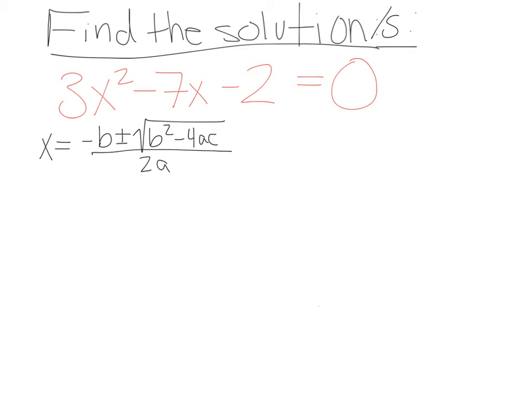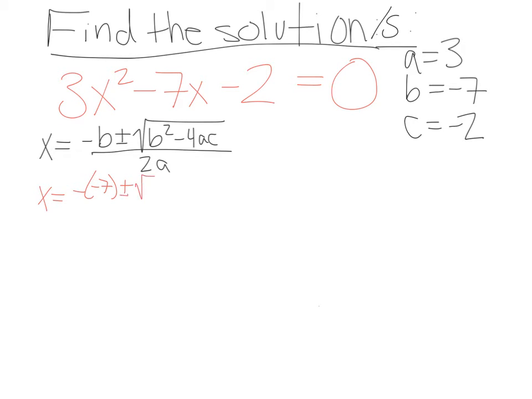Okay, so our quadratic formula is x equals the opposite of b plus or minus the square root of b squared minus 4ac, over 2a. And we're plugging in a, b, and c. So a in this case is 3, b is -7, and c is -2. When I plug these in, I end up with x is equal to the opposite of -7 plus or minus the square root of -7 squared minus 4 times a, which is 3, times c, which is -2, all over 2 times a, so 2 times 3.